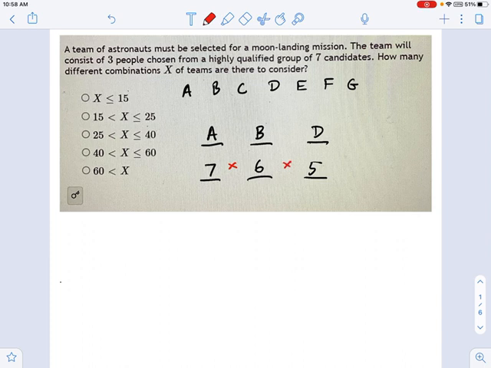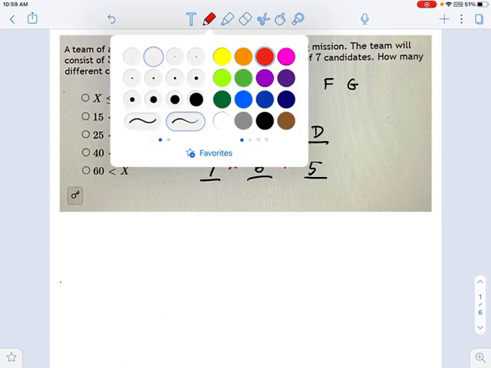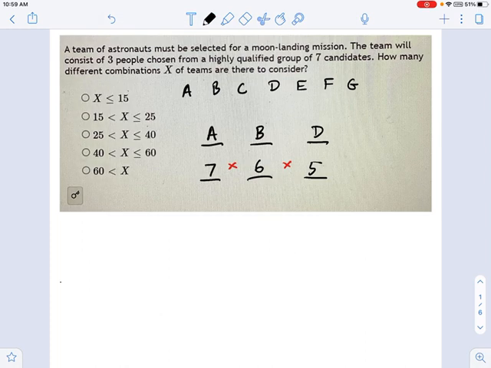These are the number of different combinations and arrangements of astronauts that you could have. It's quite a few. But these are also including all sorts of repeats, right? This list right here includes ABD, BAD, ADB, and so on. Am I repeating myself yet? Okay, no, we're good. And then I think I've got DAB and DBA.